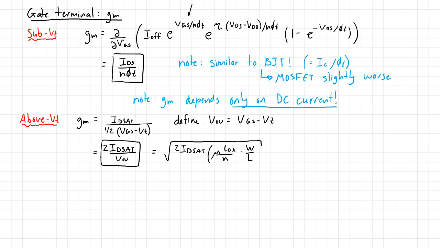So what this says now is that in above threshold, and maybe let me box this one too, it's not the usual form that we see the transconductance, but I think it is more useful to look at, because now as we change the current flowing through the transistor, we can directly tell what the effect on the transconductance is. It's a square root based effect.